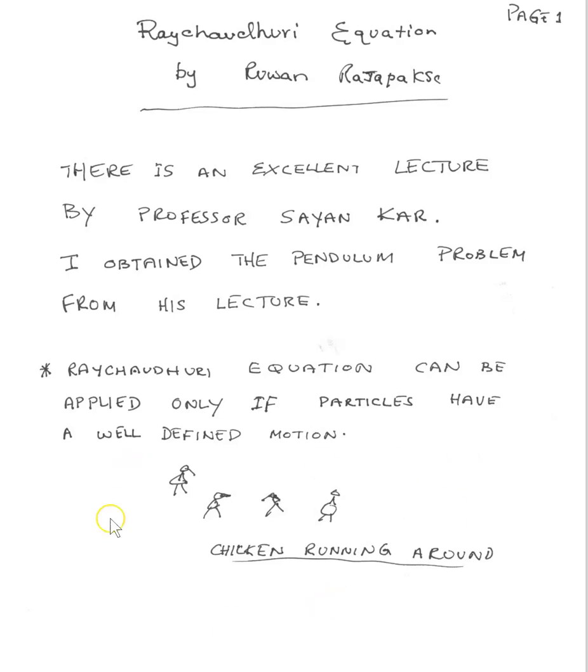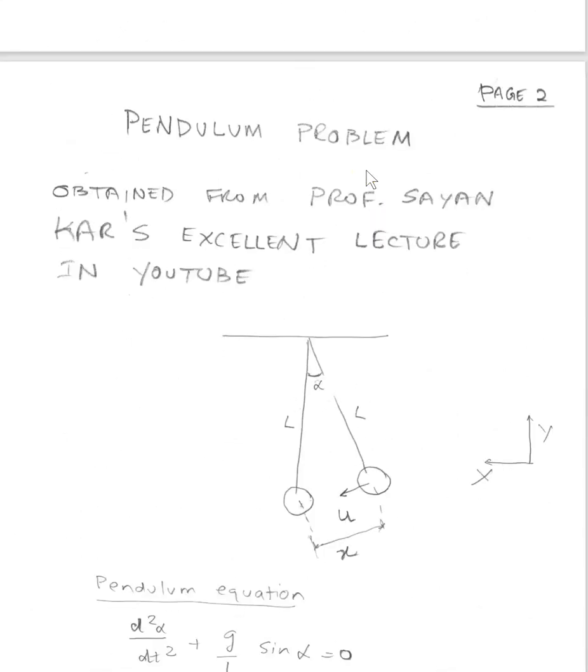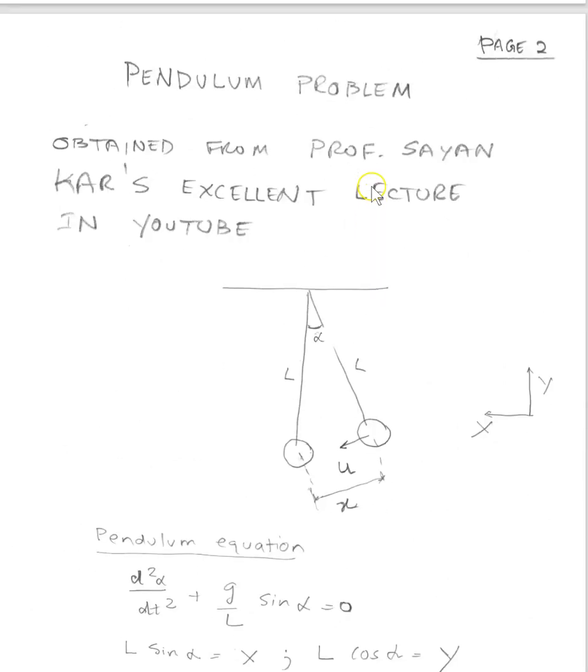Let's say we have a bunch of chickens running around. Now you cannot apply any equation to these because they're running around. But if you have a situation like a pendulum, like you have two pendulums, right, there's an equation for this pendulum motion, and it's given by d squared alpha over dt squared plus g over L sine alpha, etc.